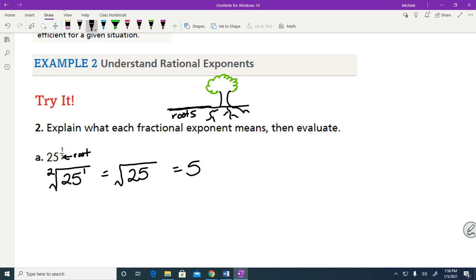Now, I am taking an even root. However, I'm not solving an equation and it doesn't ask me for all of them. So I don't need the plus or minus. This is referred to as the principal root. The principal root is only the positive root.